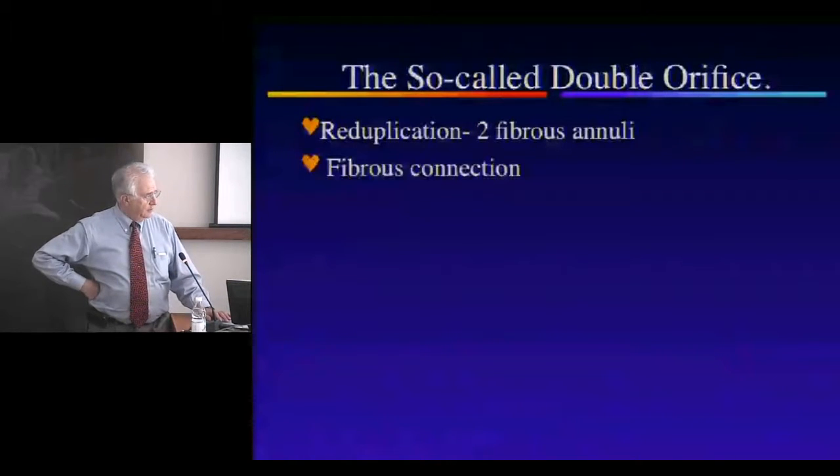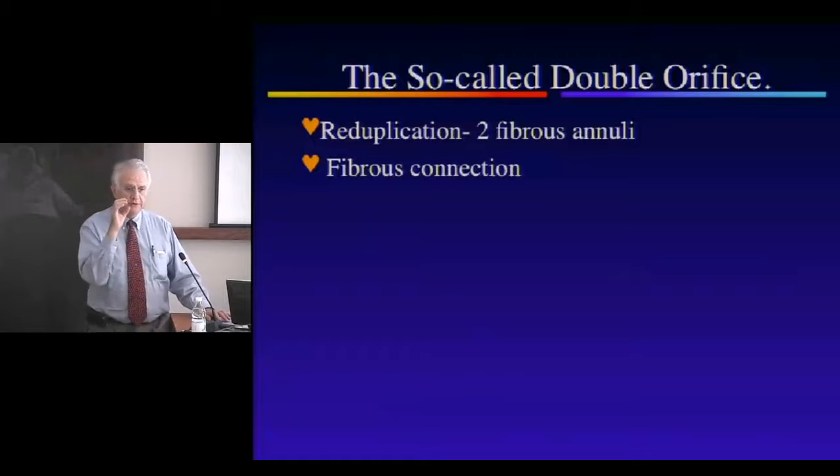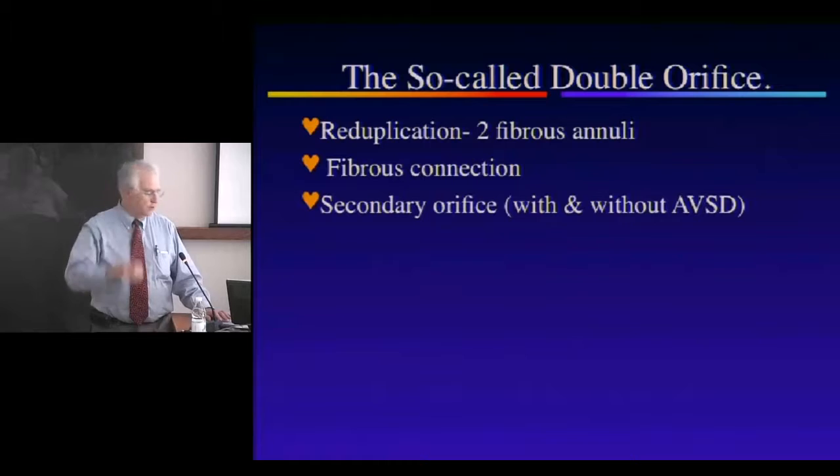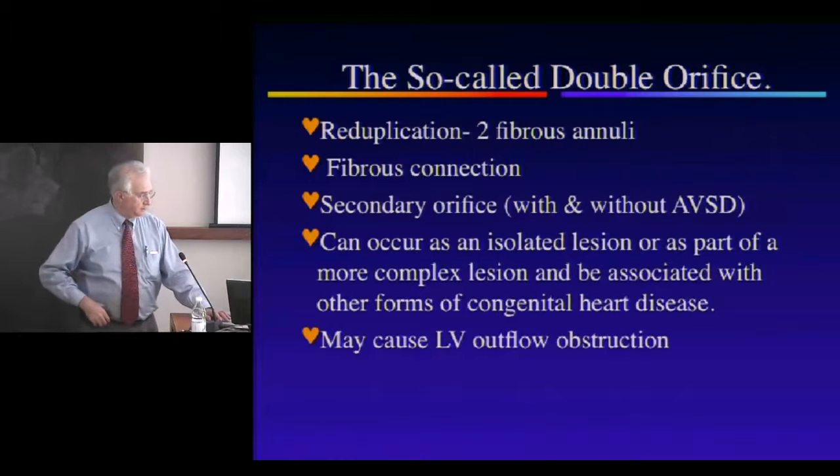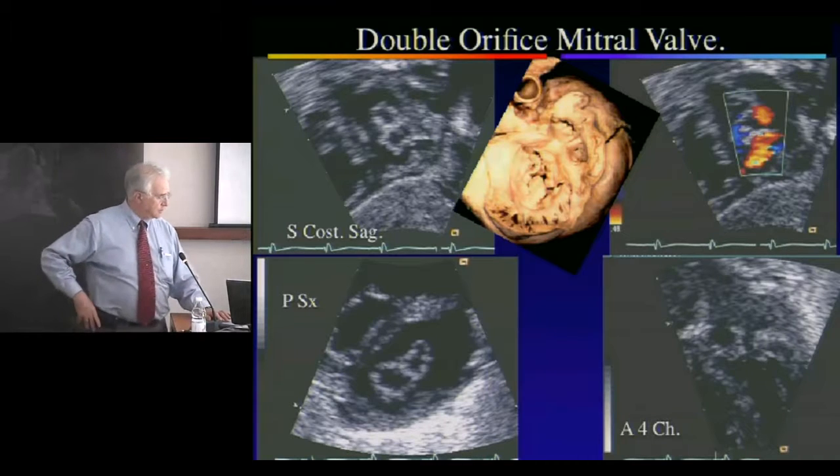Now, the double orifices are several kinds. There's the one where there's really a true reduplication of the orifice of the valve, and there's one also where the valve really just has a fibrous adherence in it, and then there's a rarer kind where it's like with an AV canal, where it's usually on the annulus and somewhat distal. I don't know. I don't have pathology in this presentation about that.